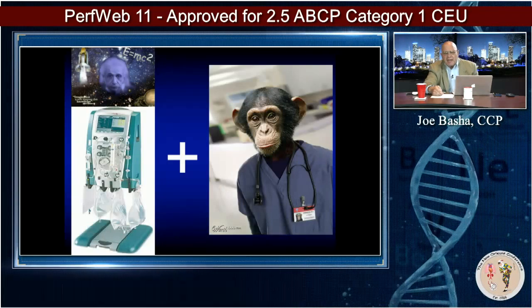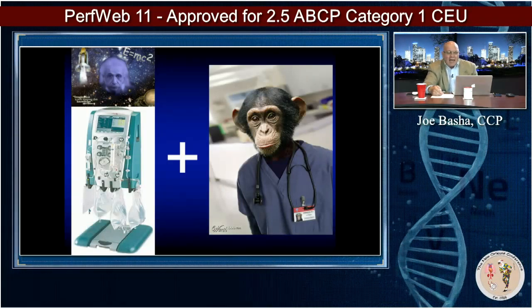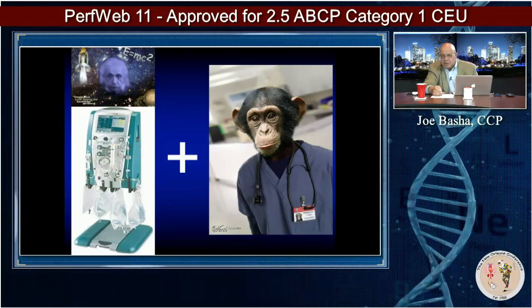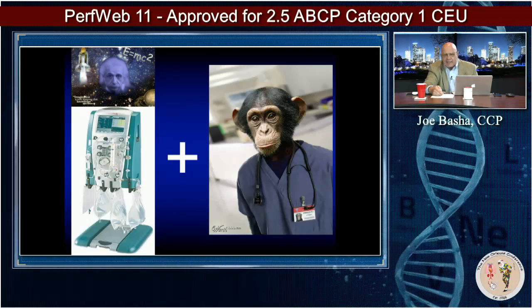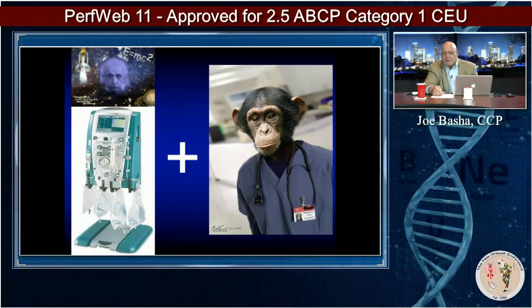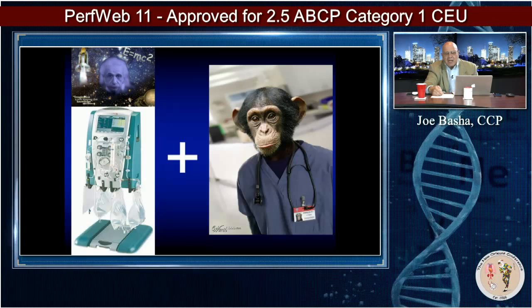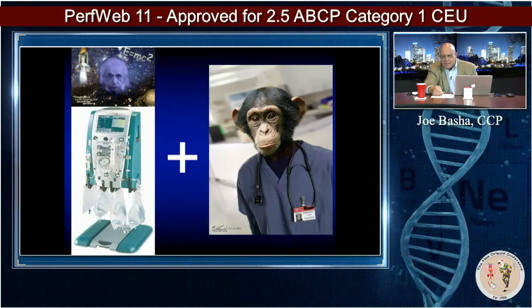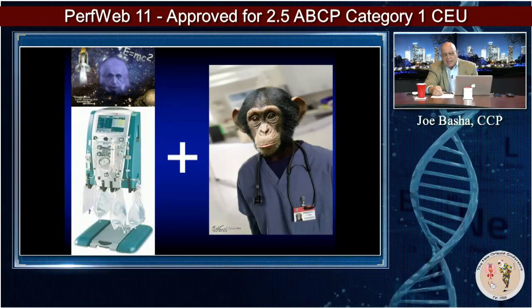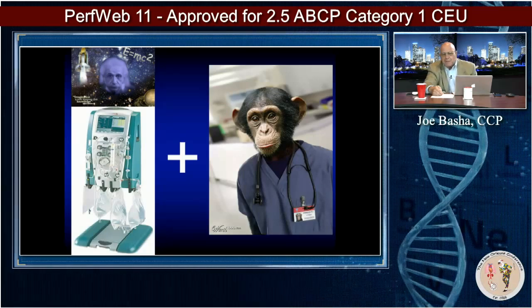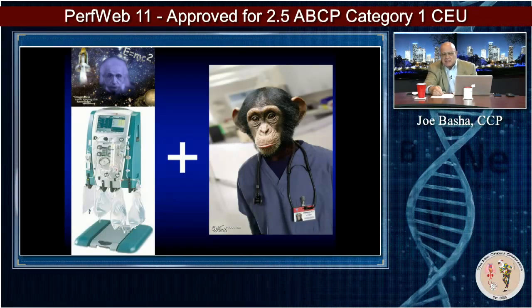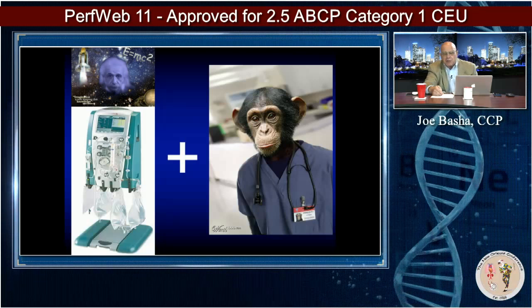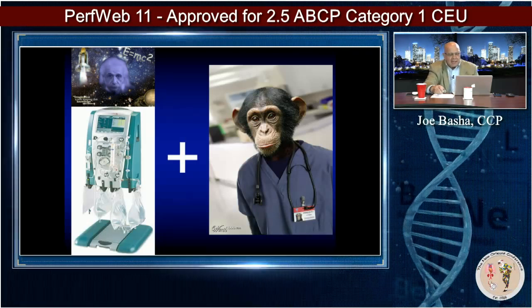So there's a variety of machines out there. This happens to be a type of machine that I personally like. It's one that I have a lot of experience with. It has some distinct advantages and it has some disadvantages. I'm going to talk about both. So anyway, who makes this is Baxter Gambro, and it's called the Prismaflex.